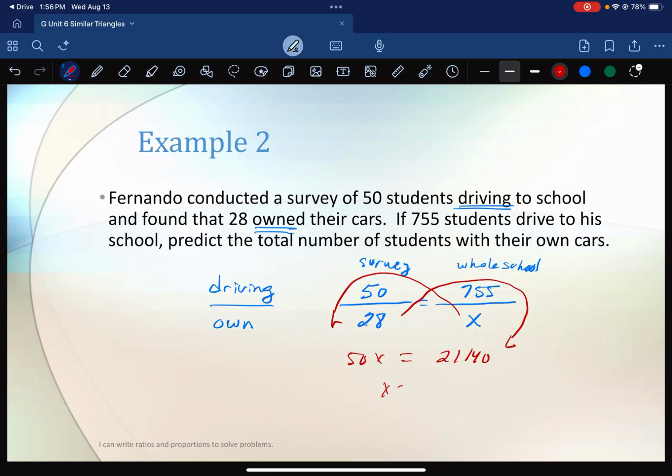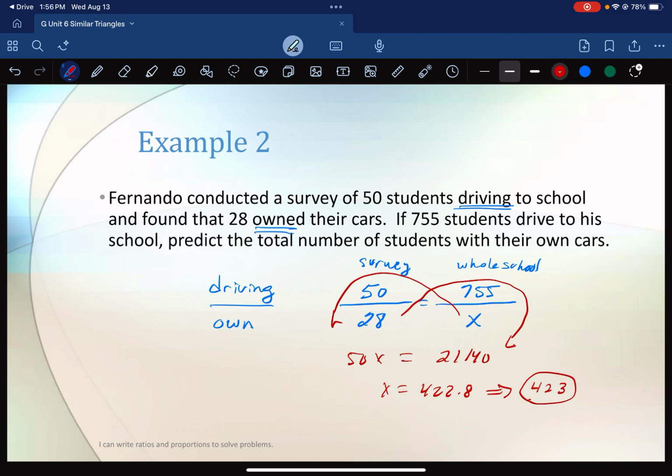And I get 422.8 students. What should I answer? What should my answer be? 422.8? Or, you can't have 0.8 people. You've got to think about what your domain is here. Your domain is human beings, and so you can only count them in whole numbers, right? So I'm going to round that up to 423.